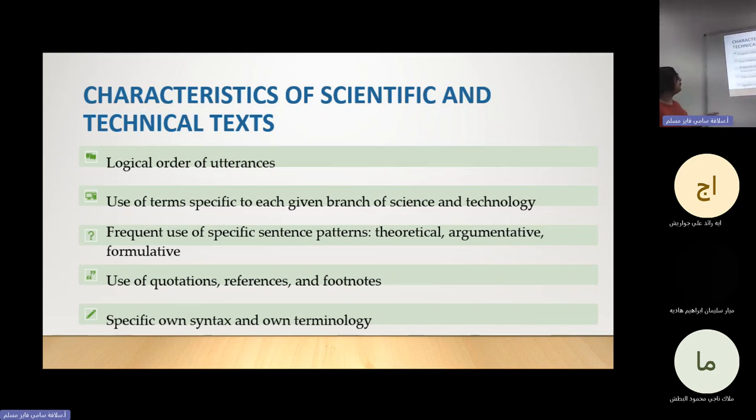Use of terms specific to each given branch of science and technology. مع terminology specialized for scientific and technical field. Okay? Frequent use of specific sentence pattern, theoretical, argumentative, and formulative. ليش؟ لأنها في hypothesis، في نظرية، أو بدنا نحل هاي النظرية، بدنا نحكي عنها. ففي تسلسل منطقي لحل هاي النظرية أو هاي المعضلة أو هاي الاكتشاف يلي إحنا بدنا نسويه.